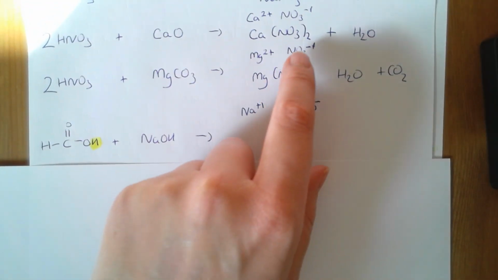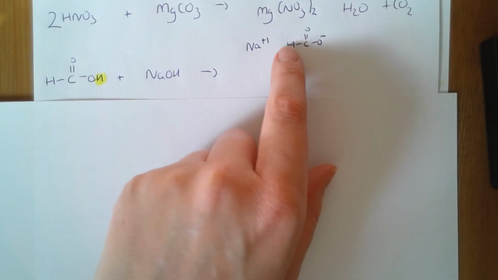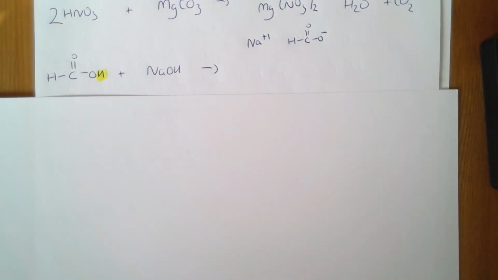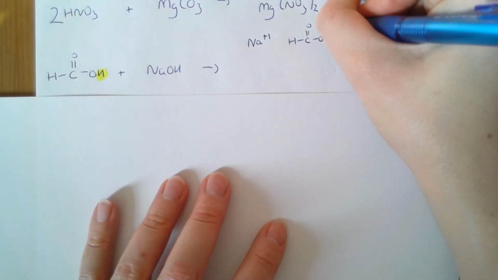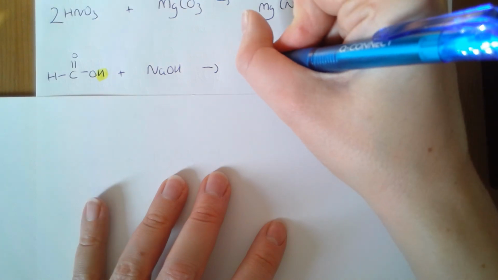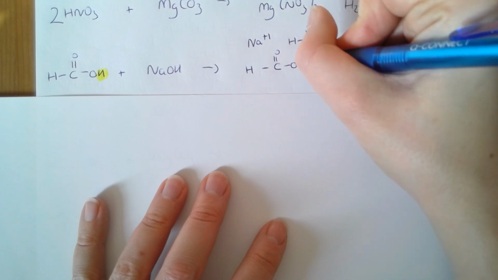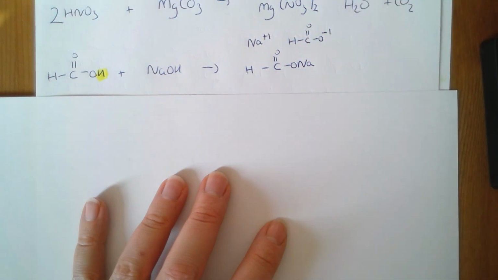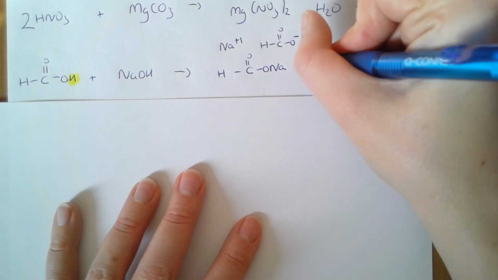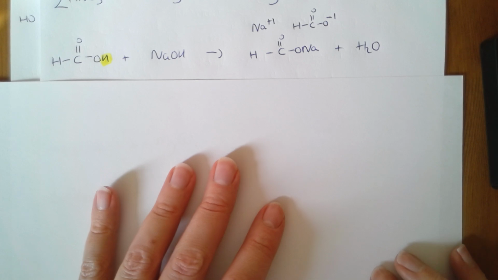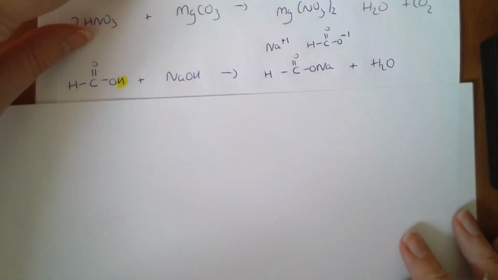So just like I had above, NO3-, I've now got HCOO-, and I need to do exactly the same thing. I need to get the charges to balance. Now I've got +1, I've got -1, these charges balance. And typically when we're writing this, we do put the organic molecule first, and you get O and bonds onto the Na, and that's your salt, and you've got H2O. So it's just any other ionic compound. You need to make sure that your charges are balancing.